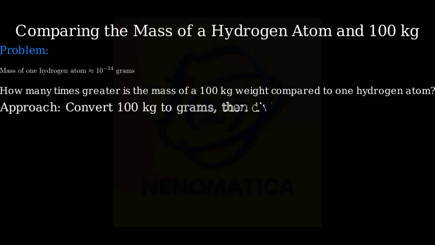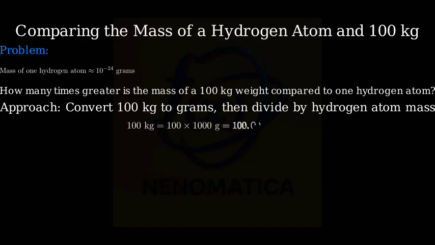To solve this problem, we need to first convert the 100 kilogram mass to grams, and then divide it by the mass of one hydrogen atom. Let's start by converting 100 kilograms to grams. We know that 1 kilogram equals 1,000 grams. So 100 kilograms will be 100 times 1,000 grams, which equals 100,000 grams. We can also write this as 10 to the power of 5 grams.